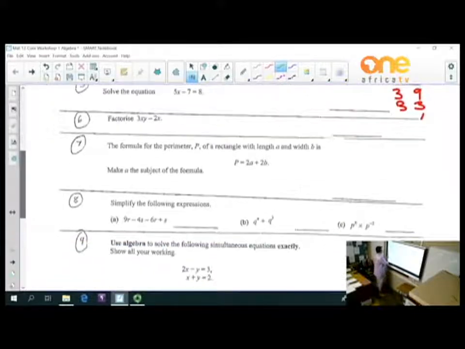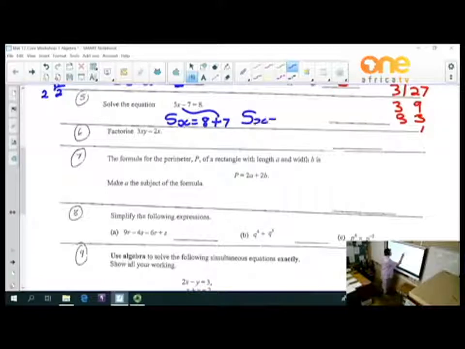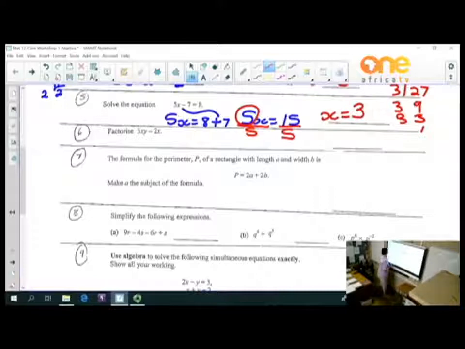Question 5. Solve the equation. It's again an equation that we're going to solve. So it is 5x. I need to take the number of values to the right-hand side. So if I take it over, I change the sign. So 5x is equal to 15. And now we divide with a coefficient. You divide with a coefficient, and x is equal to 3.